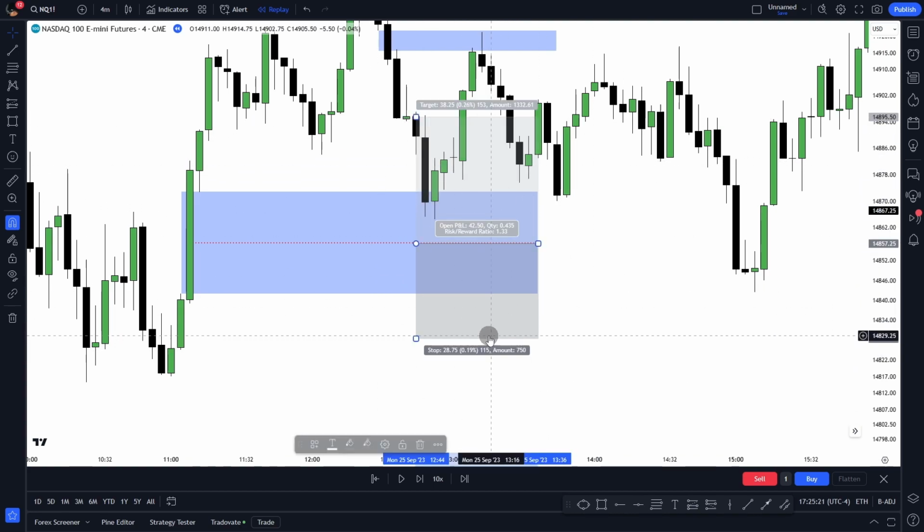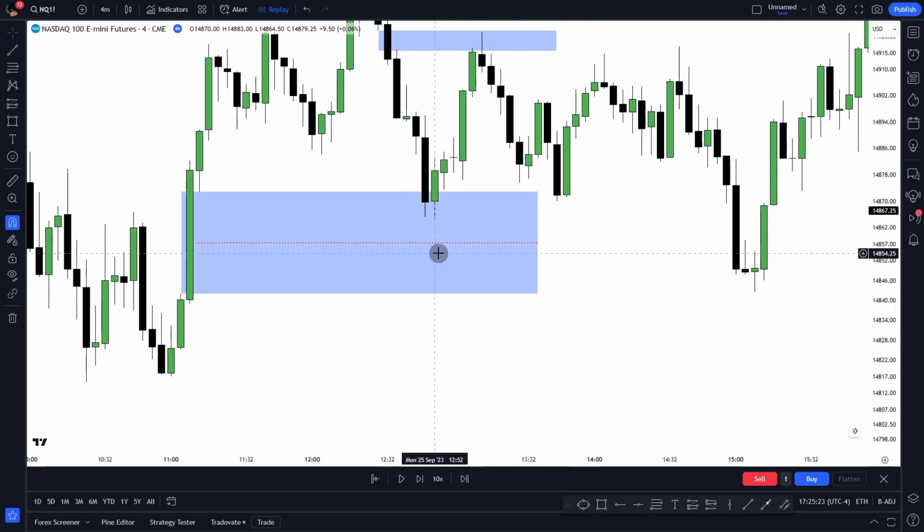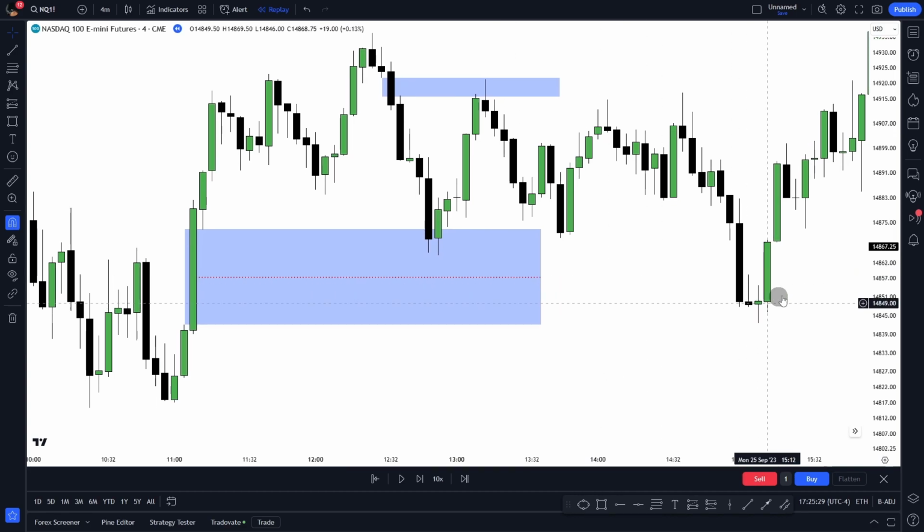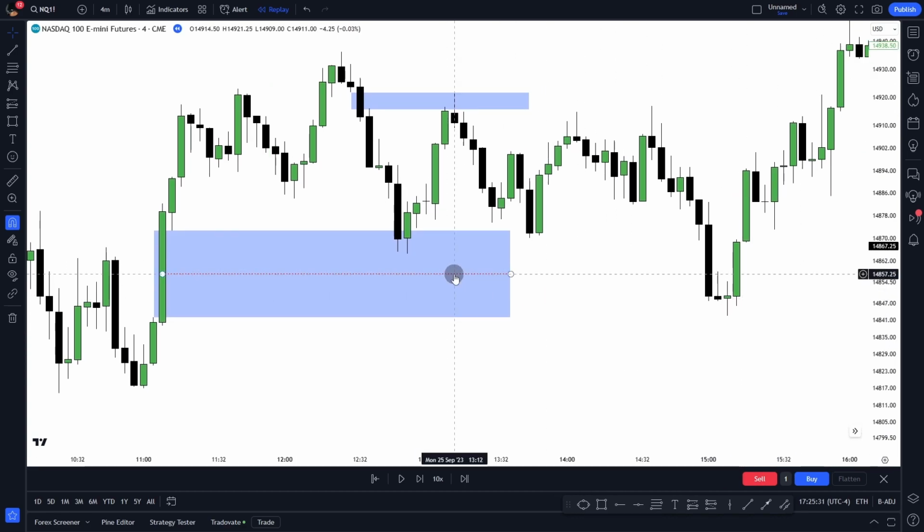Because oftentimes you will see price come down to the fair value gap and then hit this 50% level and then go up, right? So that is also a way you could use it.